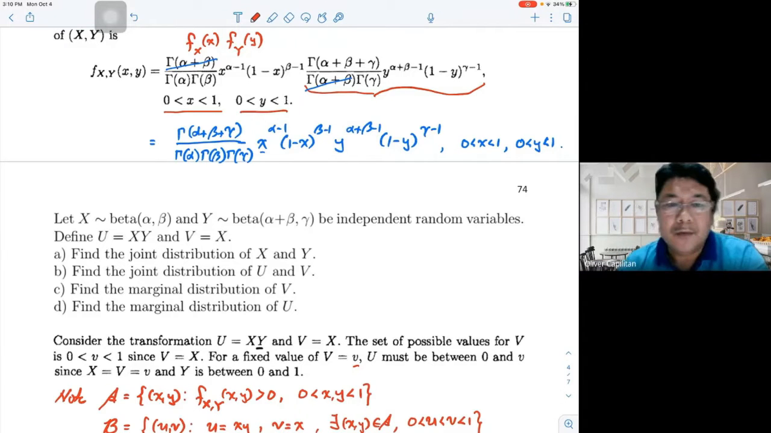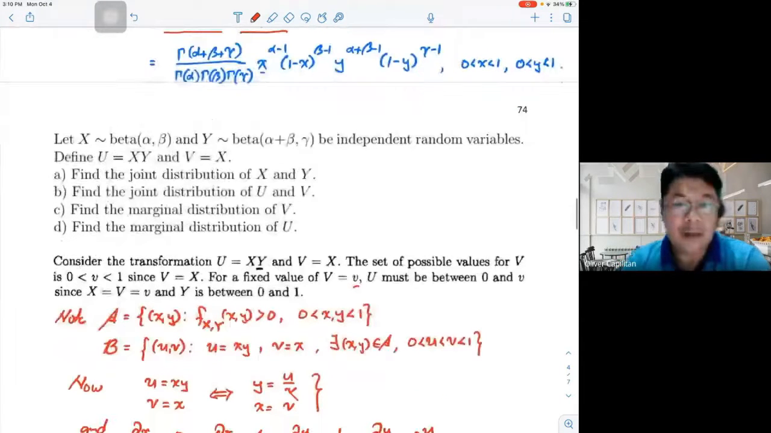Okay. First, we're going to find the joint distribution of X and Y. We are done with that. And then letter B, we're going to find the joint distribution of U and V. Okay, so we have now our transformation. U is equal to XY and V is equal to X.